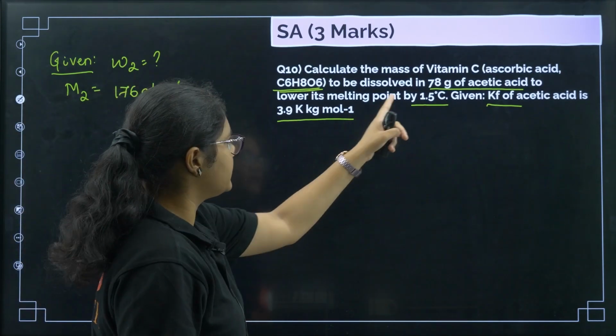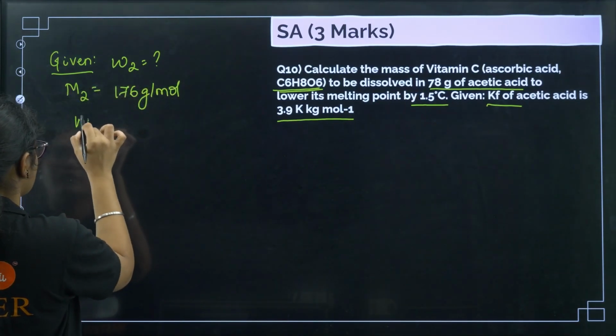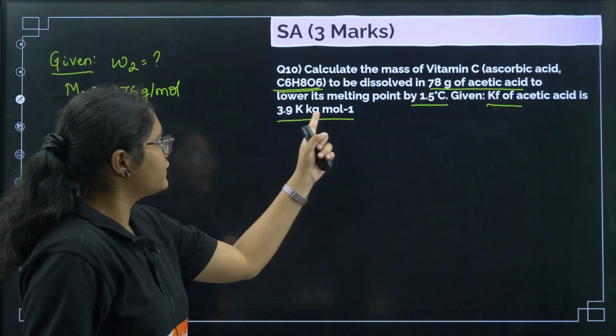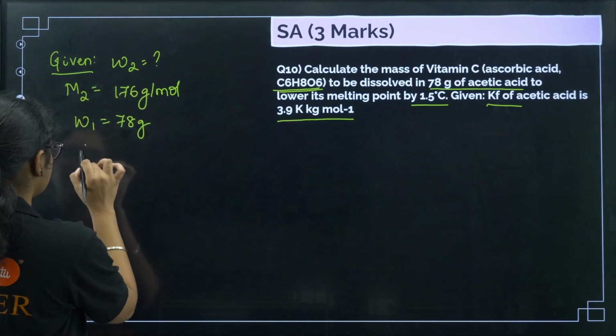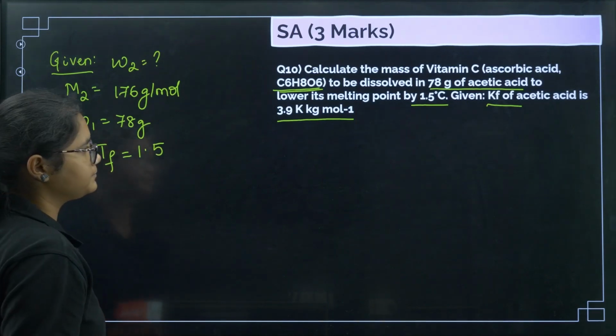Okay, now, to be dissolved in 78 gram of acetic acid. What is the 78 gram? That is your mass of solvent, 78 gram of acetic acid. So that to lower its melting point by 1.5 degrees Celsius. So what is your delta Tf? Delta Tf is 1.5 degree Celsius.